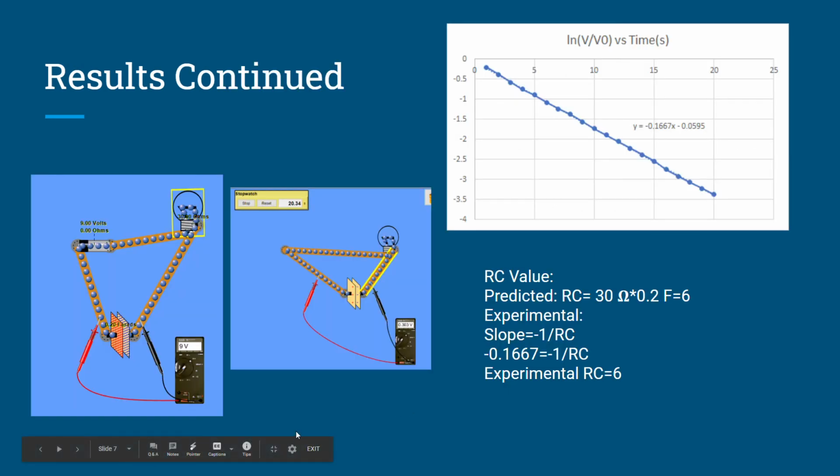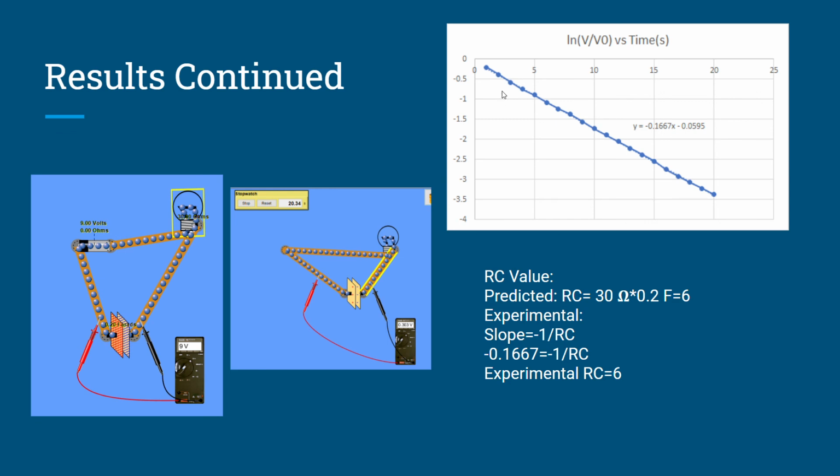And so here we looked at time-dependent voltage across the discharging capacitor. So here we set up a 9 volt battery and a 30 ohm bulb and a 0.2 farad capacitor. And so first we charged the capacitor, and then we discharged it and measured the voltage versus time for 20 seconds. And so this allowed us to determine our RC value, which is called the time constant of the circuit, and it's the time at which the voltage difference has dropped to 1/e its original value.